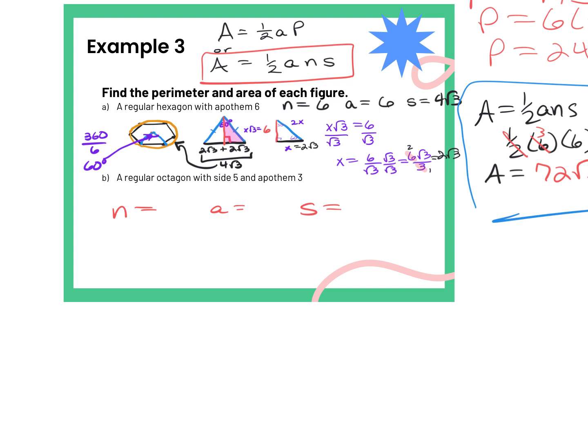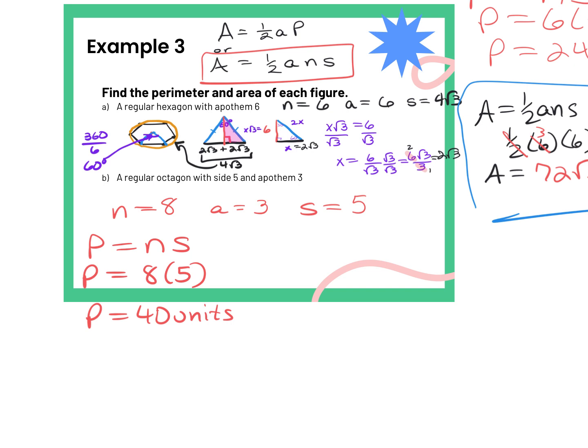So the number of sides, my N value, it's an octagon, so it's 8. They gave me my apothem, it's 3. And they gave me the side length, it's 5. So again, if they want us to find perimeter first, it's the number of sides times the side length. Number of sides is 8 times the side length is 5. And I get 40 units. That's the perimeter.